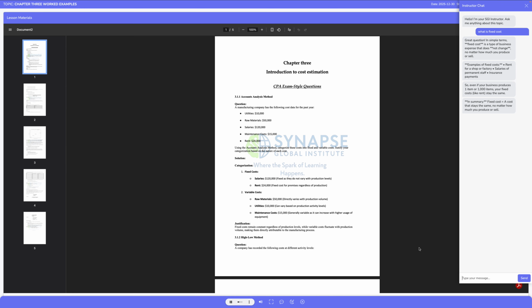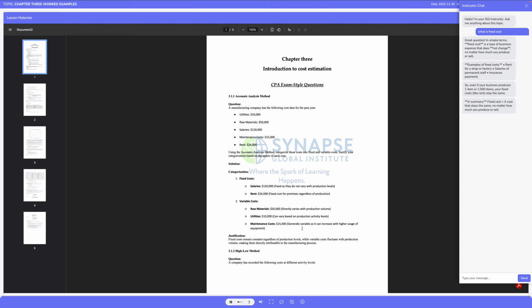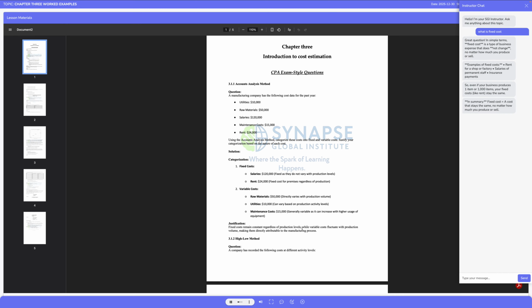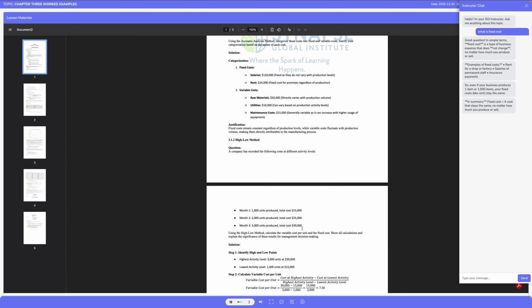In summary, question 3.1.1 tests your ability to classify costs correctly and justify your reasoning using basic cost behavior concepts. A well-structured answer clearly separates fixed and variable costs, provides sound explanations, and demonstrates an understanding of how managers use such classifications for planning, control, and decision-making. This approach sets a strong foundation for tackling the subsequent questions on quantitative cost estimation methods in this chapter.